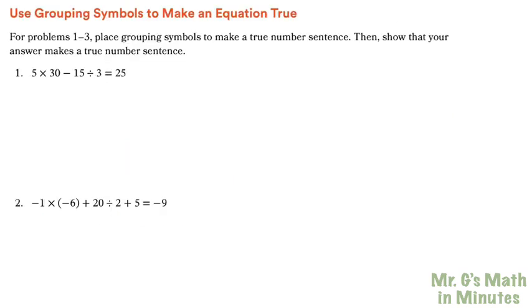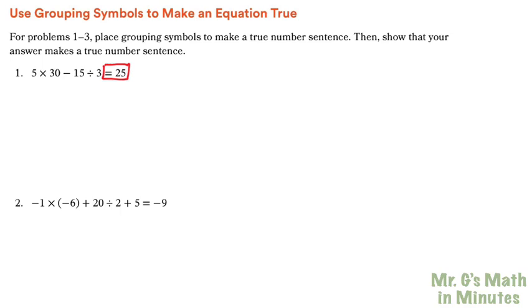So these are the first two problems in our packet. There is a number 3, but we're just going to look at number 1 and number 2. All they want us to do in here is to place grouping symbols to make these number sentences true, and then show that we have the answer. If we look at the first one, I've got a multiplication problem at the beginning with this 5 times. I've got divided by 3. This part, equals 25, is not part of the expression.